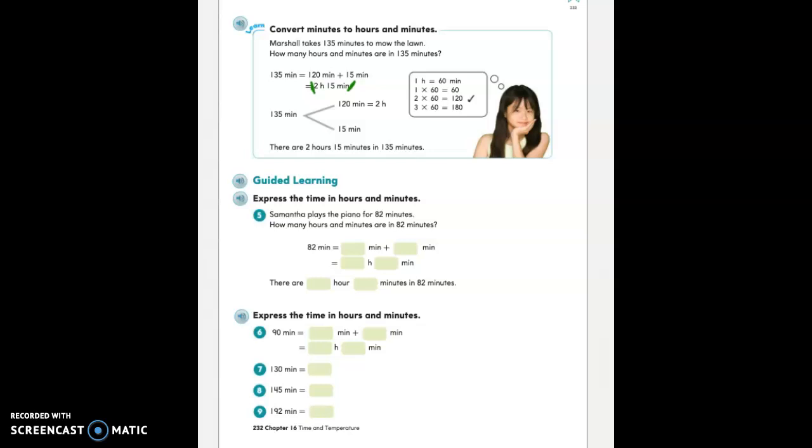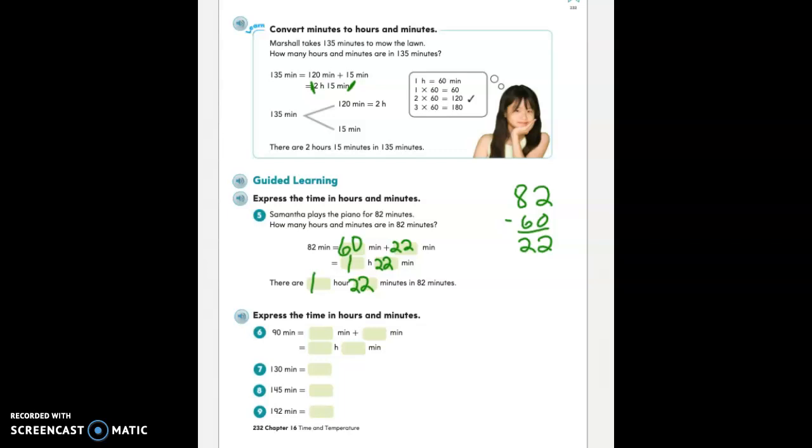So, some guided learning. Samantha plays the piano for 82 minutes. How many hours and minutes are in 82 minutes? I'm going to use this box right here again. So 82 minutes is above 60, but 2 hours is 120, so that's too much. So I must only use 1 hour, so I'm going to have 60 minutes. I'm going to do some subtracting. Oh, there's 22 minutes left, so there's 1 hour, 22 minutes that Samantha plays the piano.